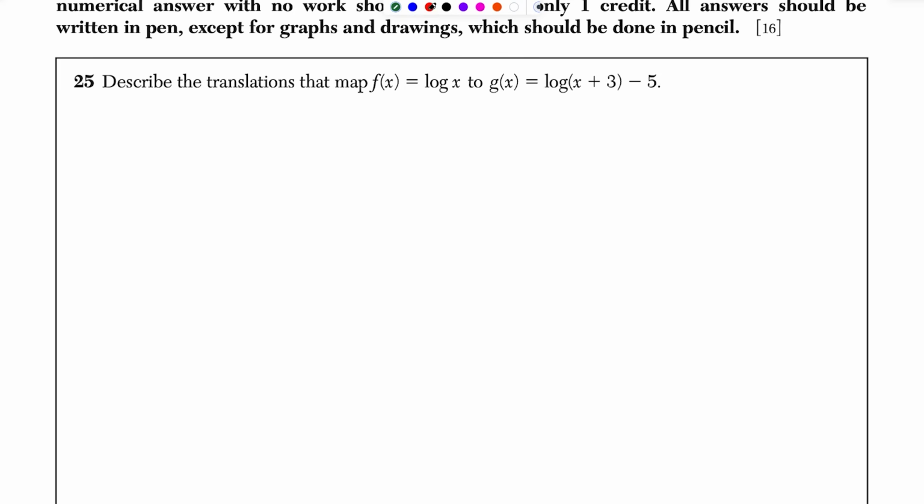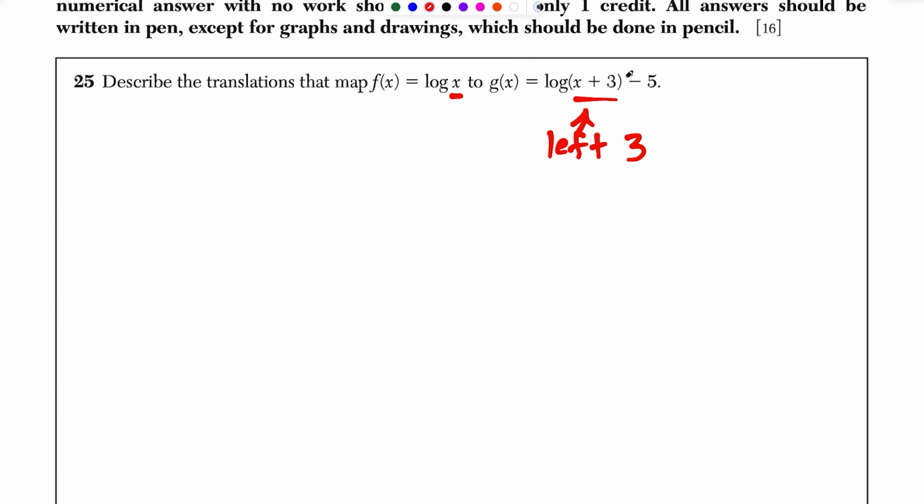And when I look at something like this, the first thing that jumps out is that the x is being replaced with x plus 3. And anytime you replace the x's in the function with something like x plus something, that means you're going to the left. It's very tempting to say to the right 3, but just know when you're replacing this stuff inside the function, it's actually going opposite, okay? So this is sending us to the left 3 units, okay?